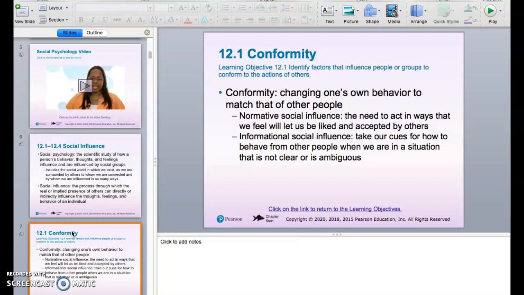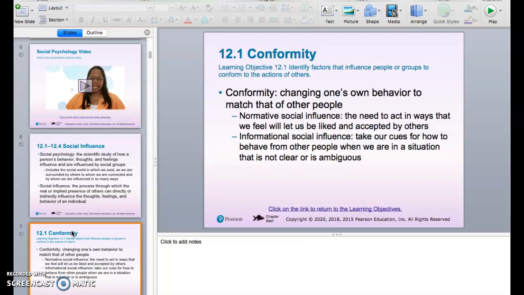Informational social influence is still taking our cues from others on how we should behave, but it happens more in a situation that we've never been in before. In a situation that's unclear or ambiguous, where we don't know how to act and we've never been in that situation before, we're going to look to others for information. So we're not necessarily looking to others to fit in or be liked or accepted.